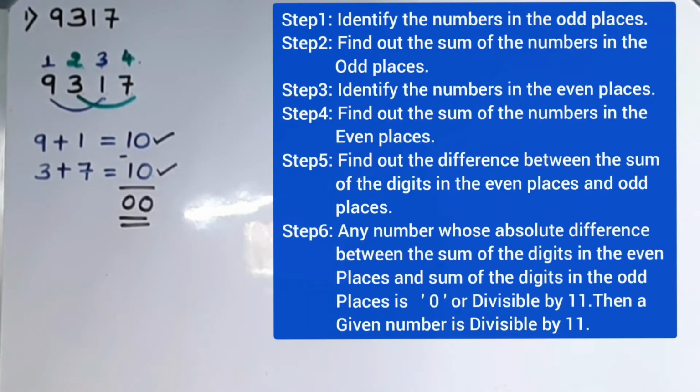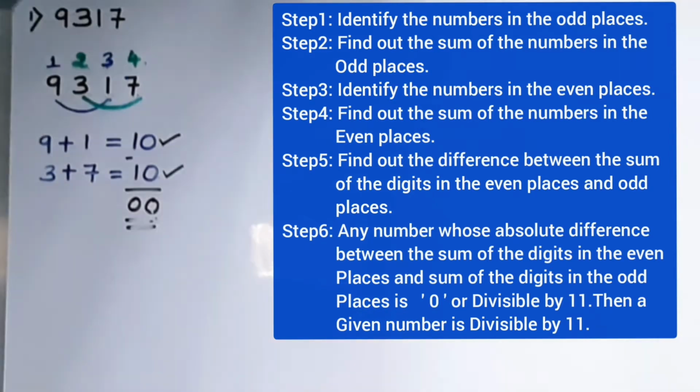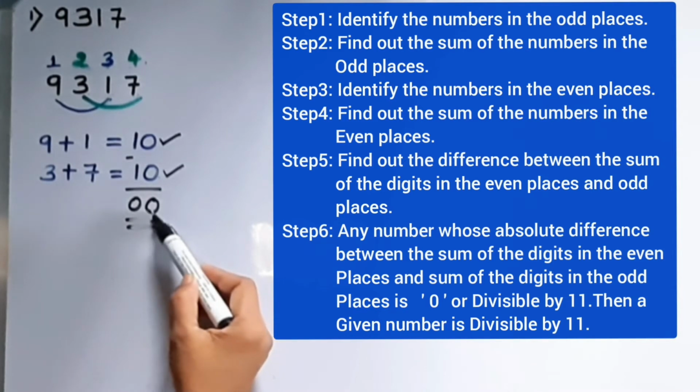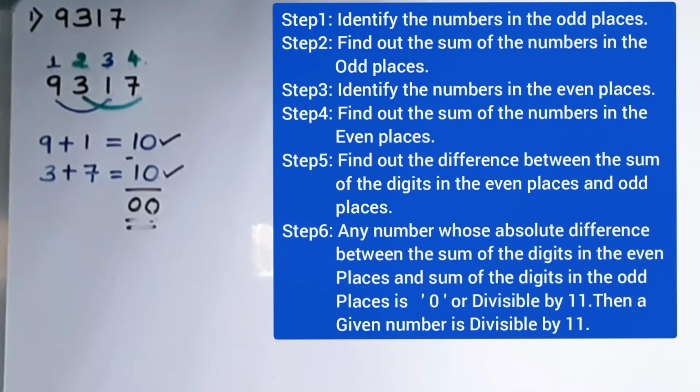Step 6. It is the last step. In this step, we will come to the conclusion whether a given number is divisible by 11 or not. Any number whose absolute difference between the sum of digits in the even places and the sum of digits in the odd places is 0 or divisible by 11, then the given number is divisible by 11. Here the difference is 0. Therefore 9317 is divisible by 11.